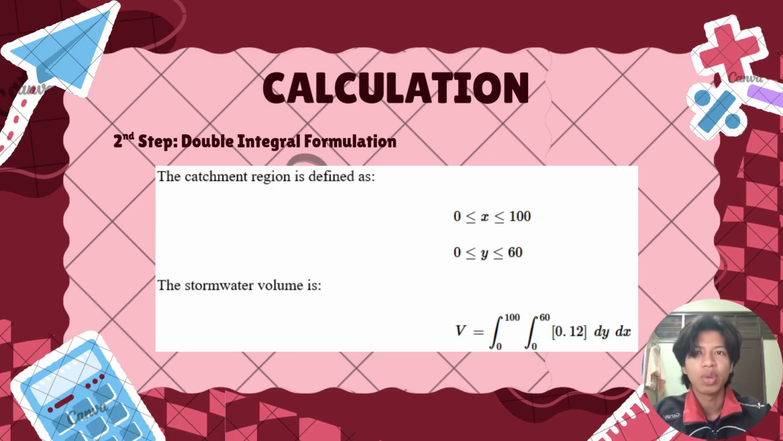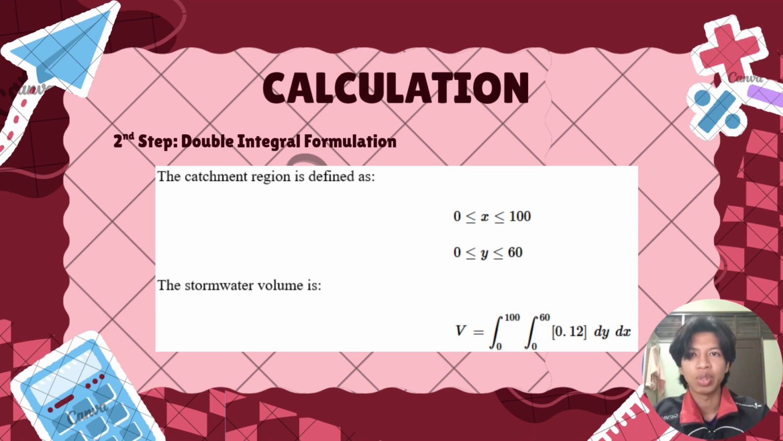For the second calculation step, we apply the concept of double integration to estimate the stormwater runoff volume generated from the selected catchment area. Based on the methodology, rainfall was assumed to be uniformly distributed through the entire surface. Therefore, the rainfall function h of x and y is treated as a constant value equal to 0.12 meters. Next, the integration boundaries were determined according to the dimensions of the catchment area. The x direction represents the length ranging from 0 to 100 meters, while the y direction represents the width ranging from 0 to 60 meters.